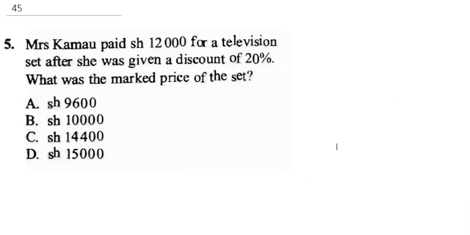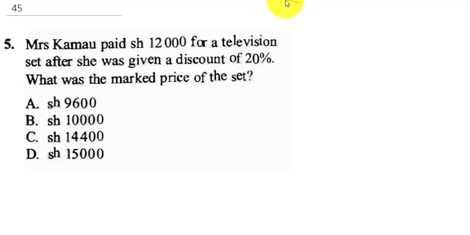So the next question says, Mr. Kamal paid 12,000 shillings for a television set after he was given a discount of 20%. What was the marked price of the set? First of all, you need to understand that the marked price is the price that you meet a product at on the supermarket shelf before you are given a discounted price. So the discount is like a reduction in the amount of money for you.